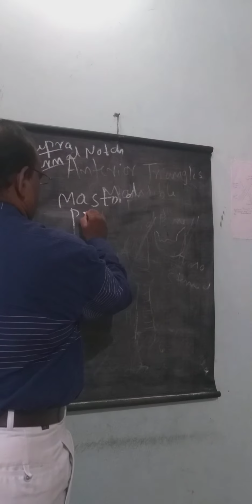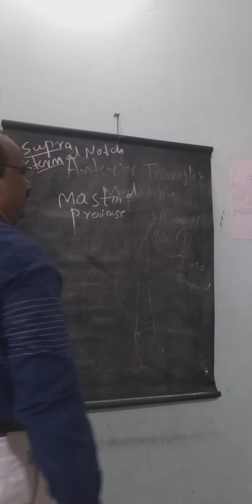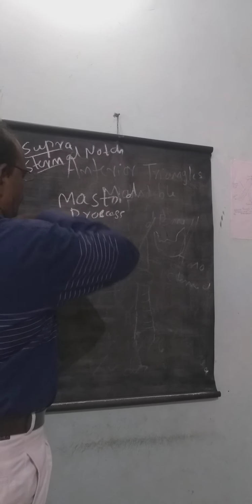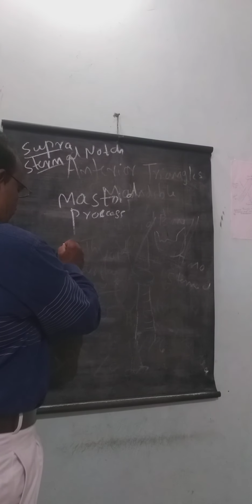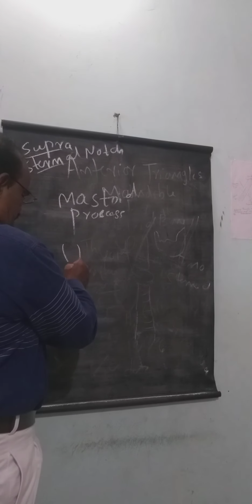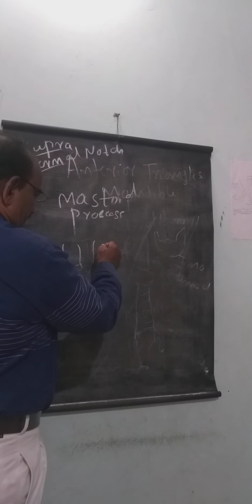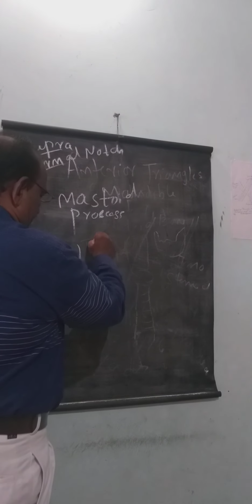Mastoid process lies just behind the pinna of the ear. It is between the mastoid process, the anterior triangle, and the ramus of the mandible, sorry, the angle of the mandible.